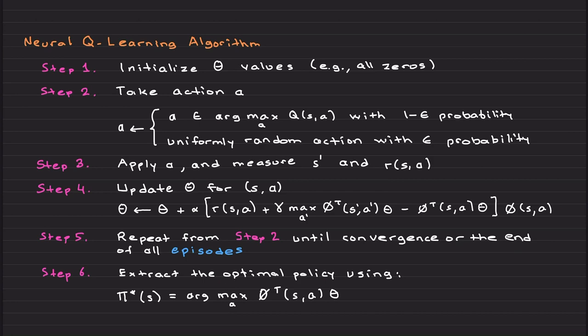And after you update the theta, you turn back to step 2 until convergence or the end of all episodes, if you have some terminal states that end the game in the iteration. And finally, after you repeat this, you extract the optimal policy using argmax over A. Previously we were using the Q table here. We no longer have it, so we are going to use its approximation to extract the optimal policy.